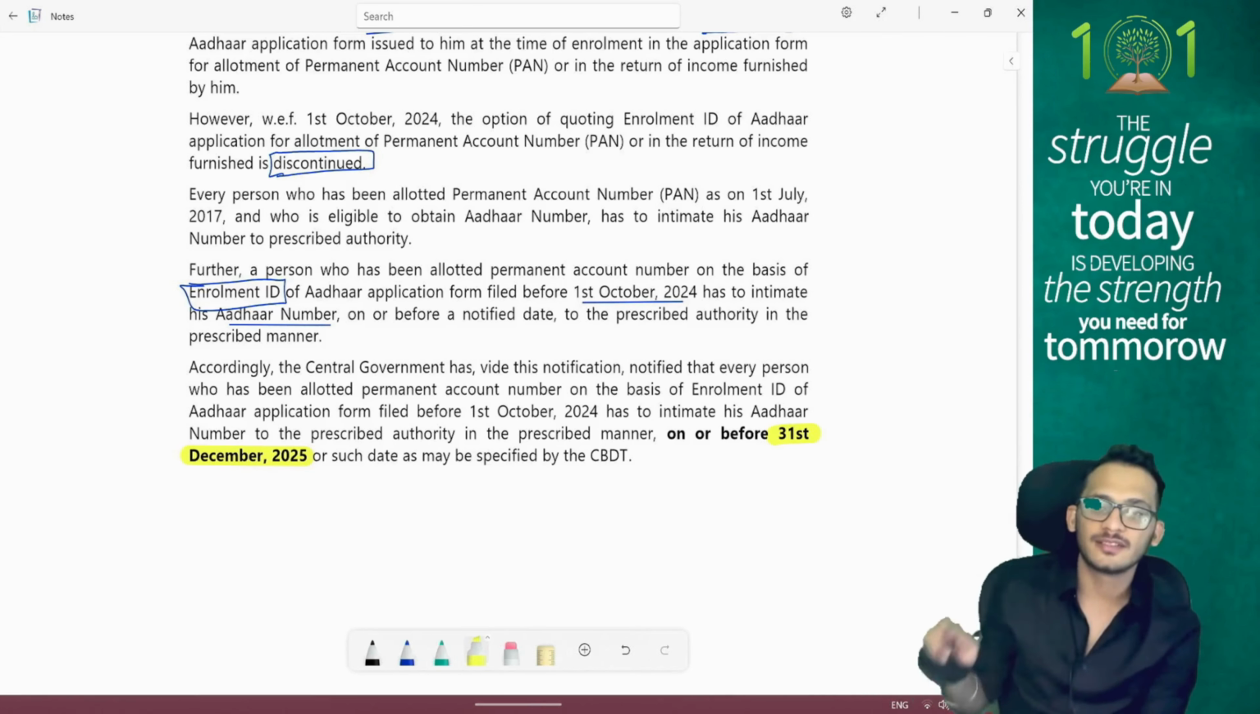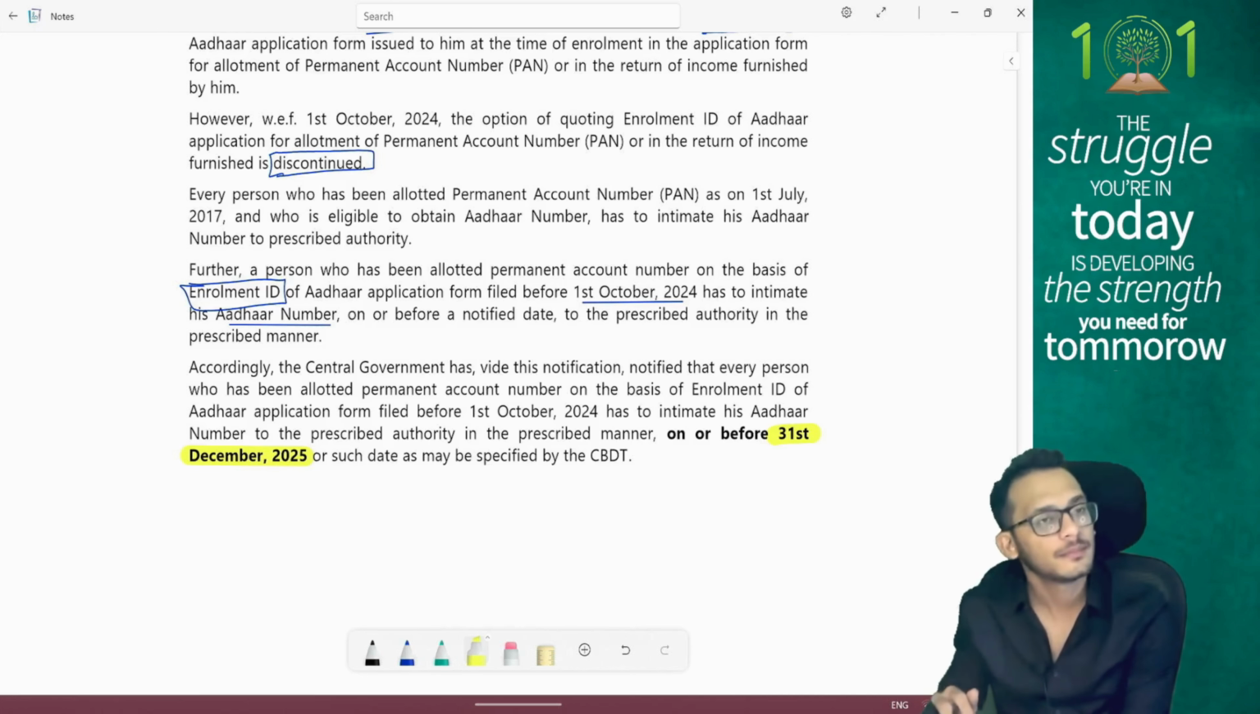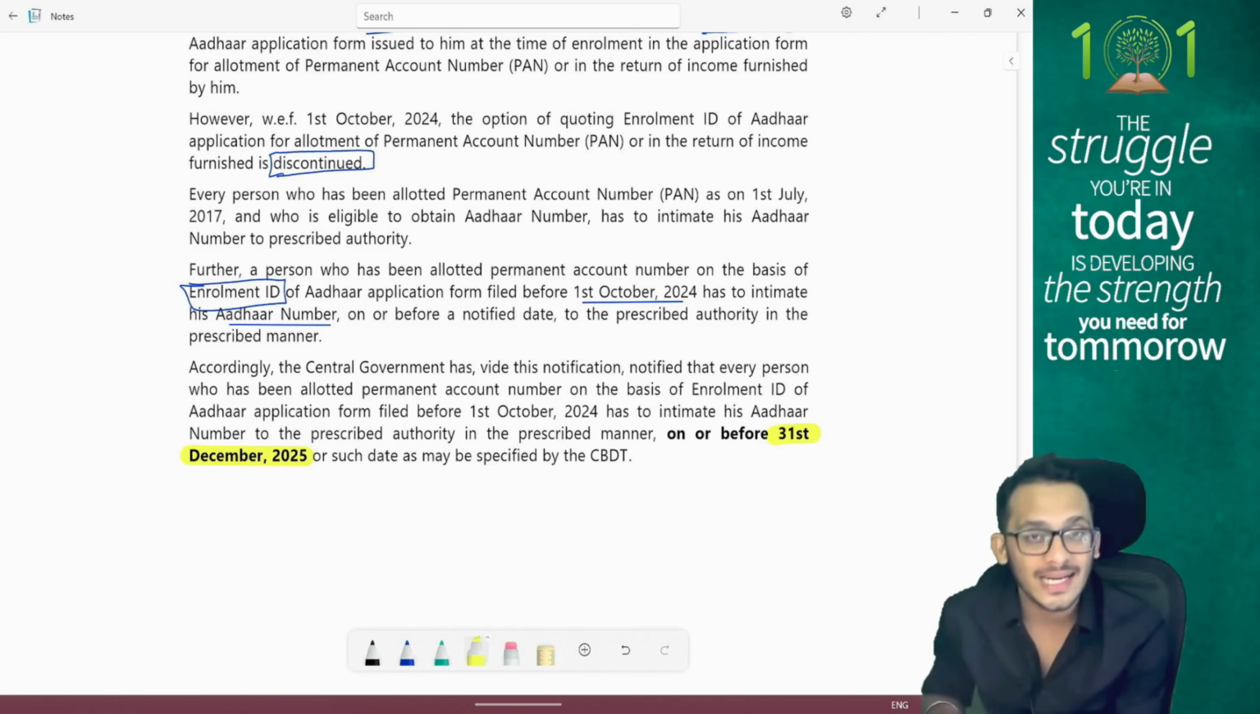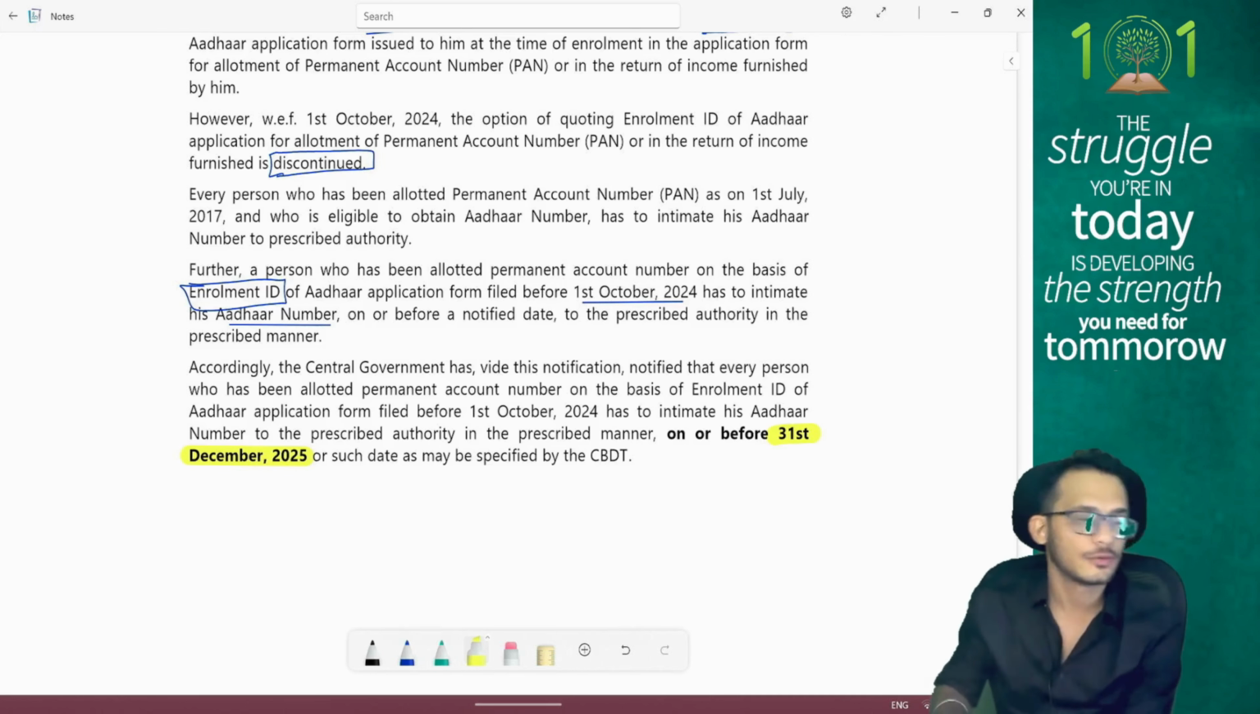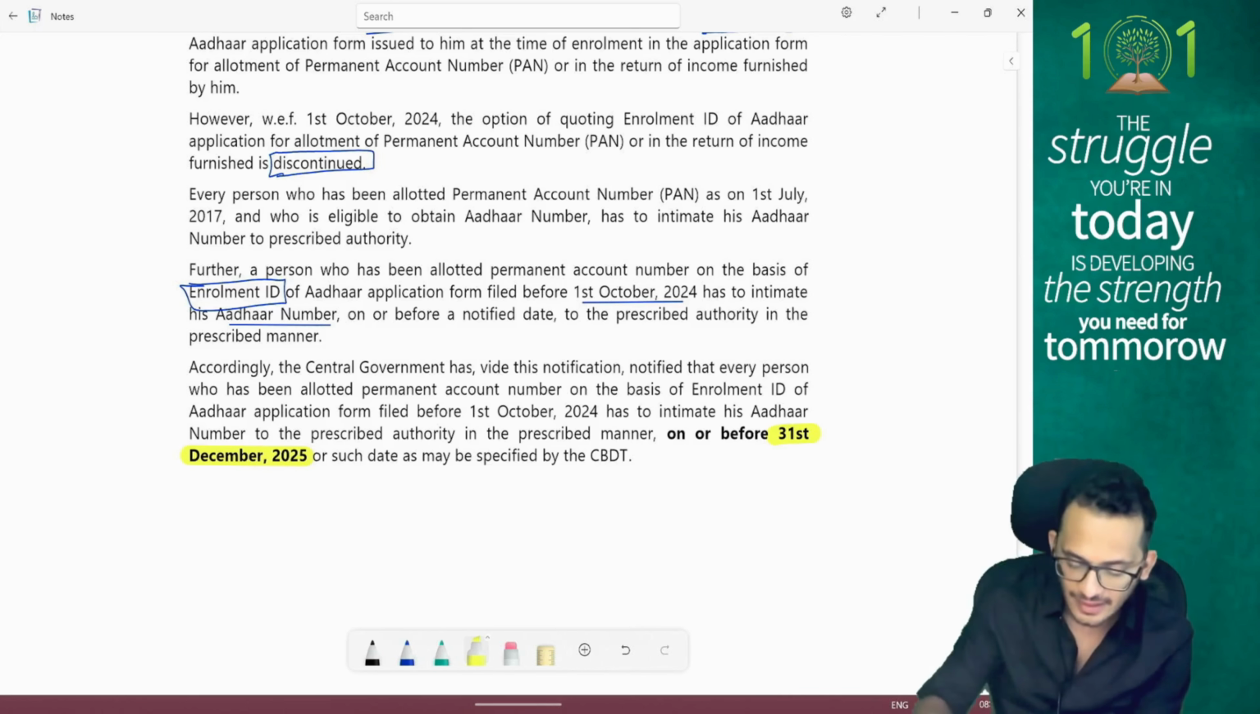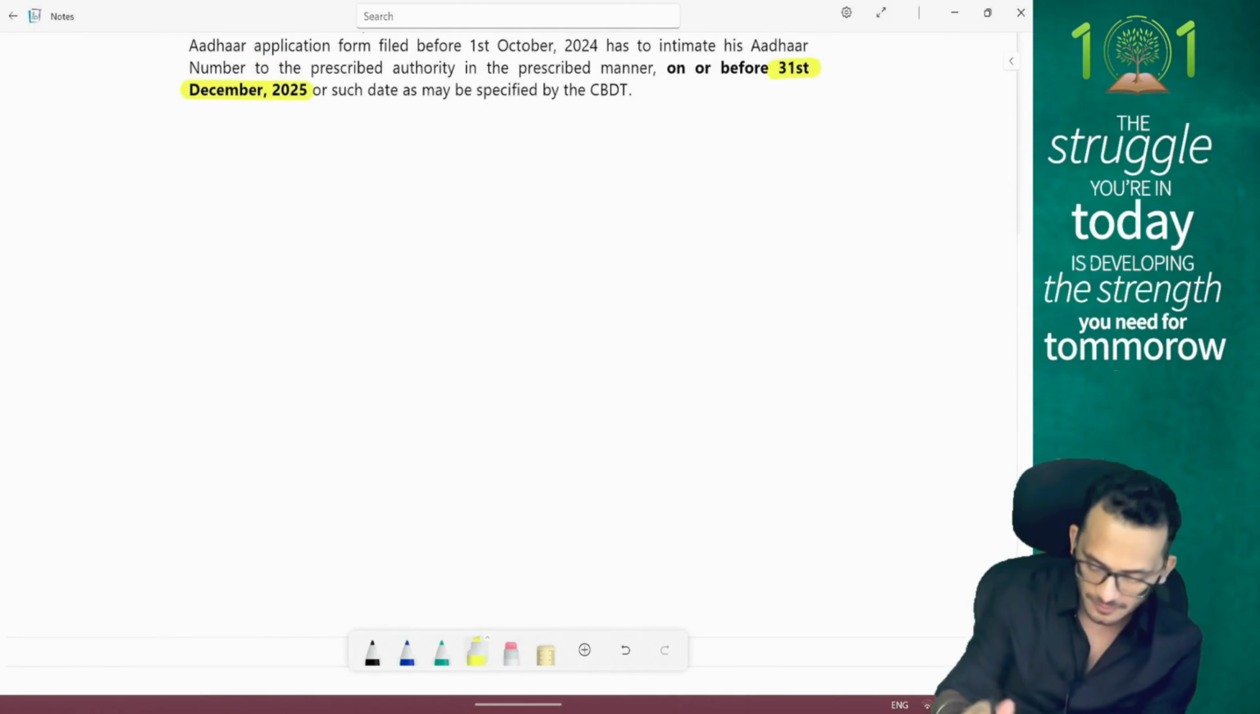So after 31st December, if any enrollment ID basis PAN numbers are there, those will all be treated as invalid unless and until my Aadhaar number is quoted to this PAN number. Yes, this is the second amendment. So what are the two critical amendments, people, which is there?